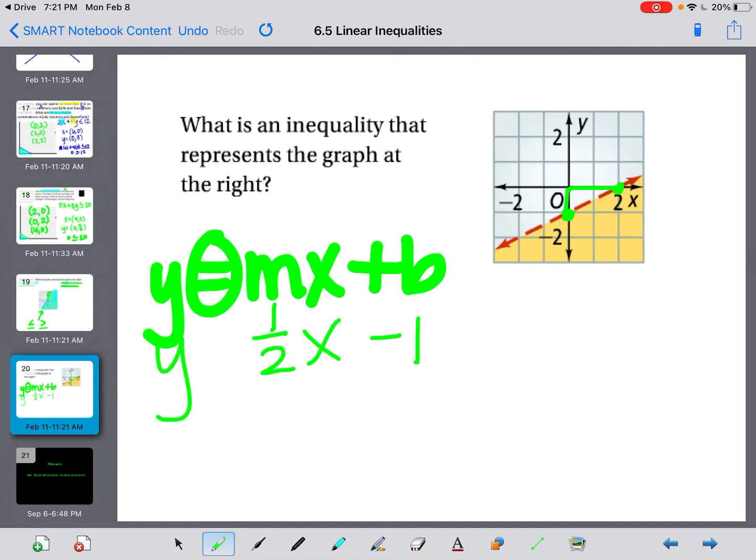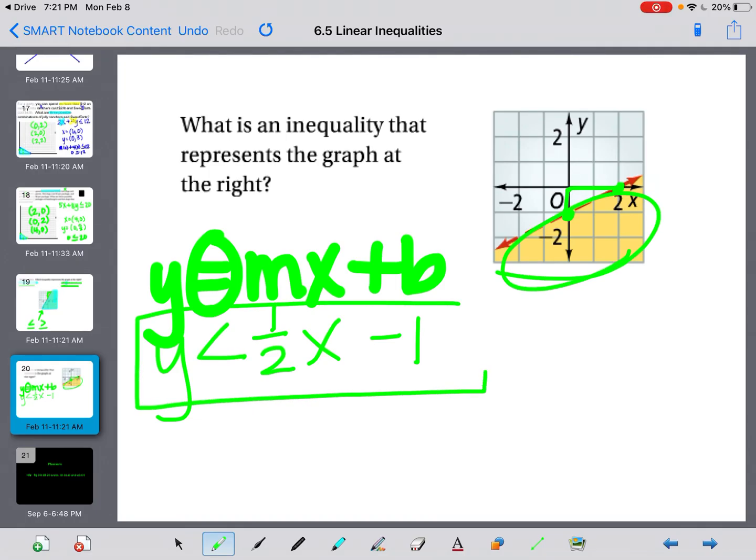Okay, so right there is my equation, and because it is shaded below the line, it will be a less than. Y is less than 1/2 x minus 1. And I left it without the equal to bar because it's a dotted line.